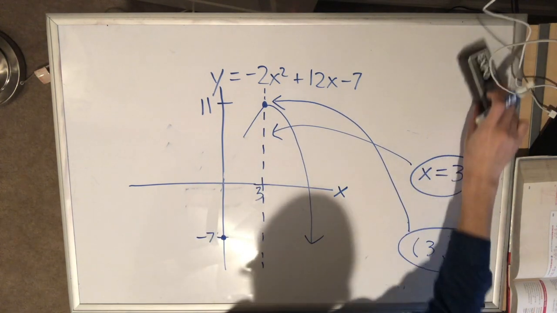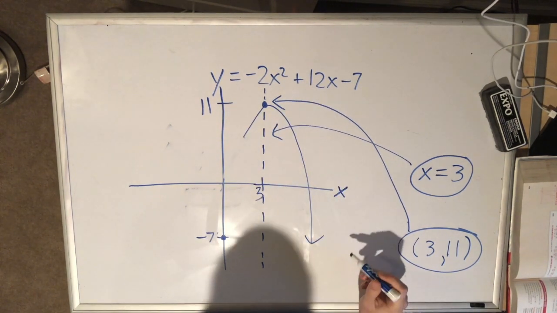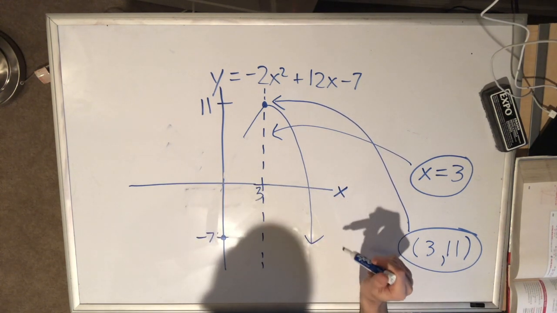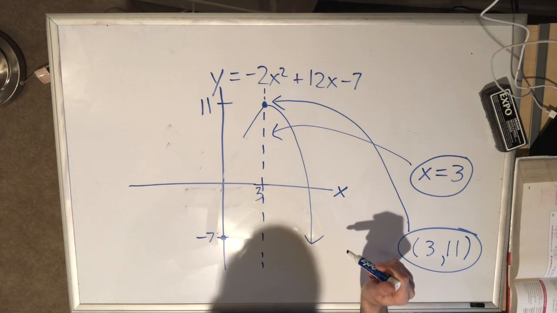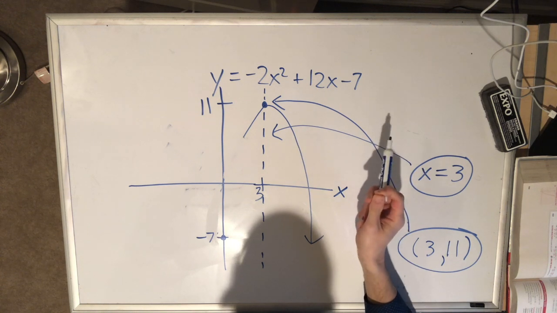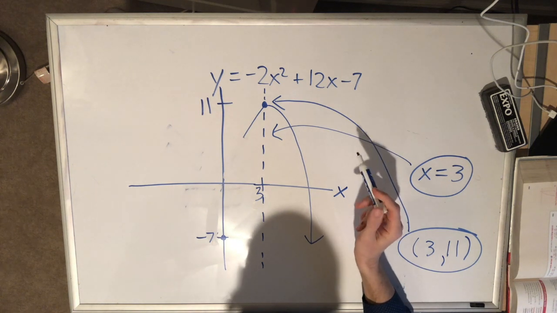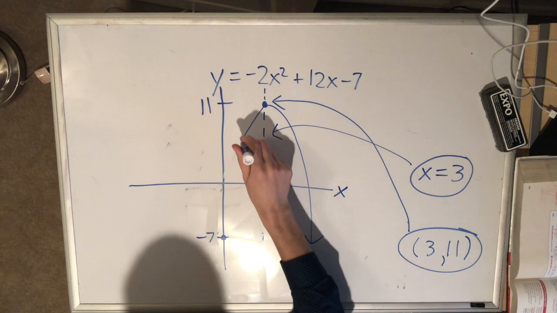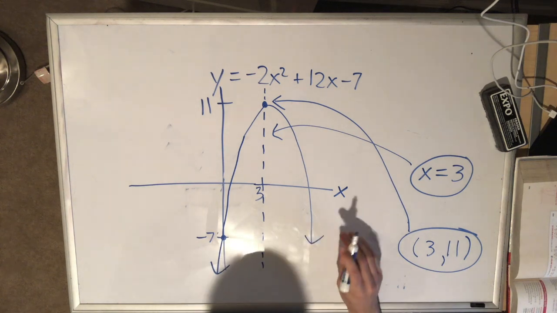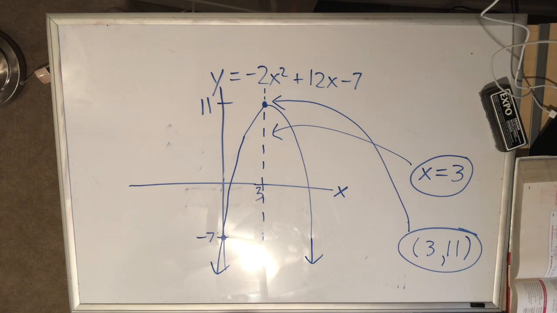And to find the x-intercepts, you substitute in 0 for y and solve for x, because everywhere along the x-axis, y is 0. But I'm pretty sure that quadratic function is not factorable, and you have not learned the quadratic formula yet. So let's not worry about the x-intercepts. But we do know it goes through negative 7 on the y-axis. All right, so there's a rough sketch of the graph of y equals negative 2x squared plus 12x minus 7.